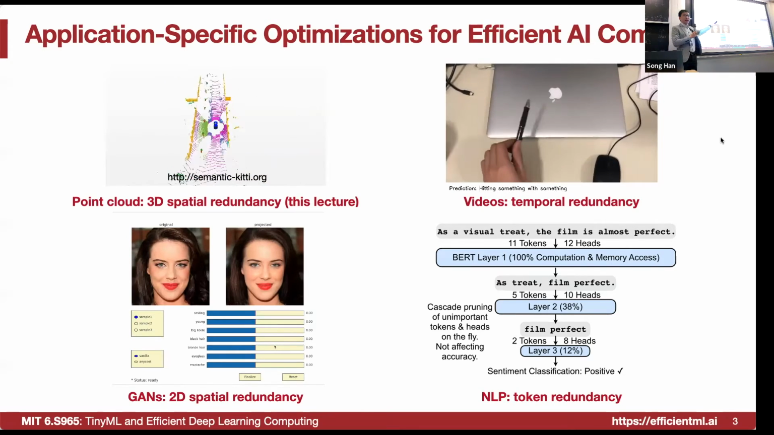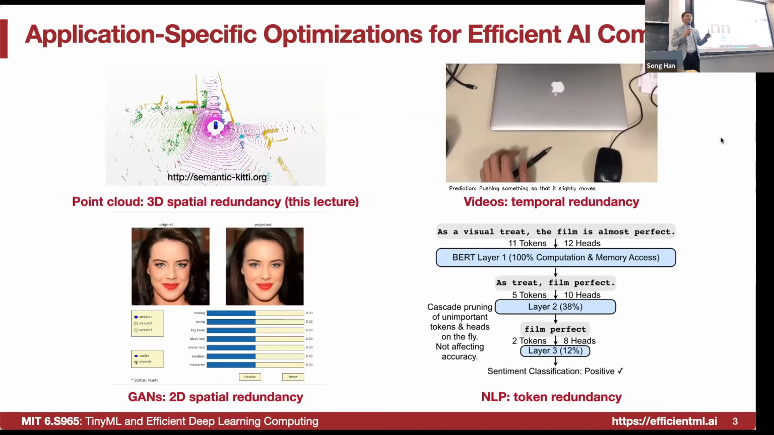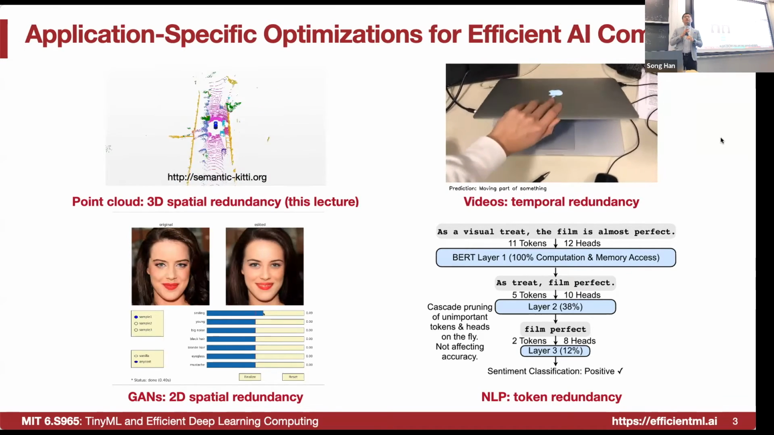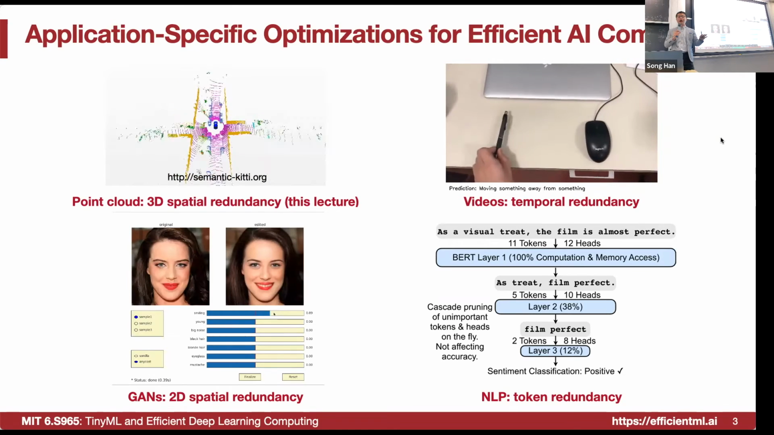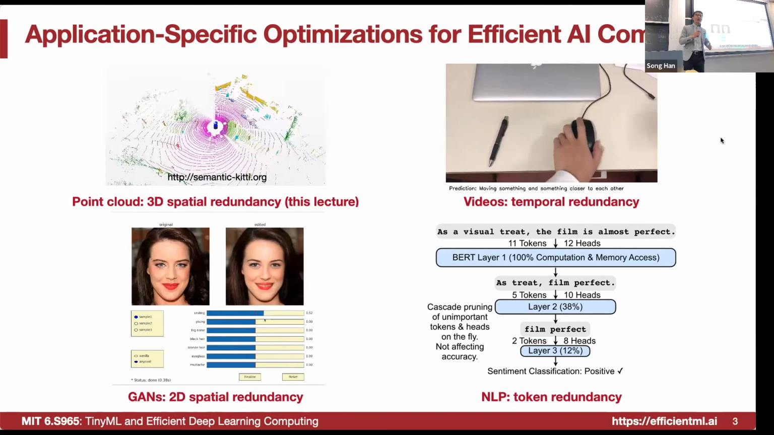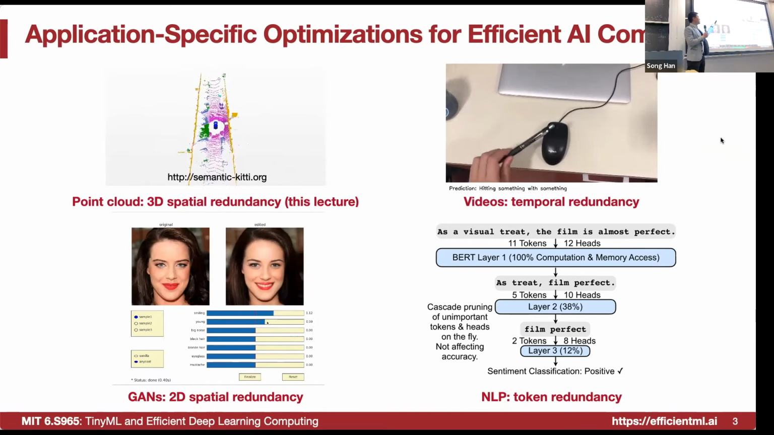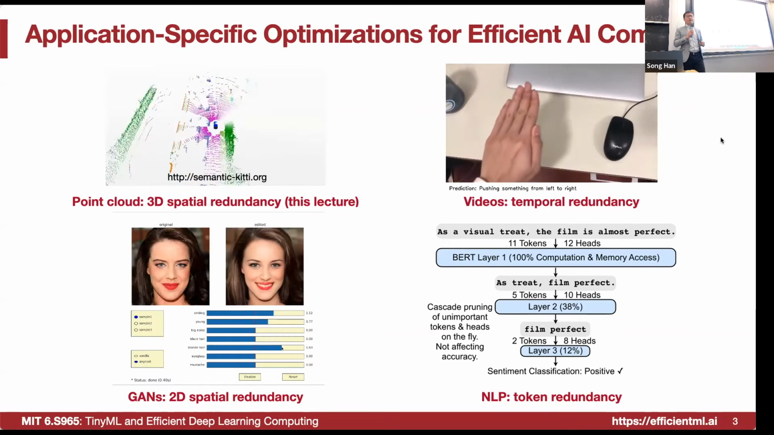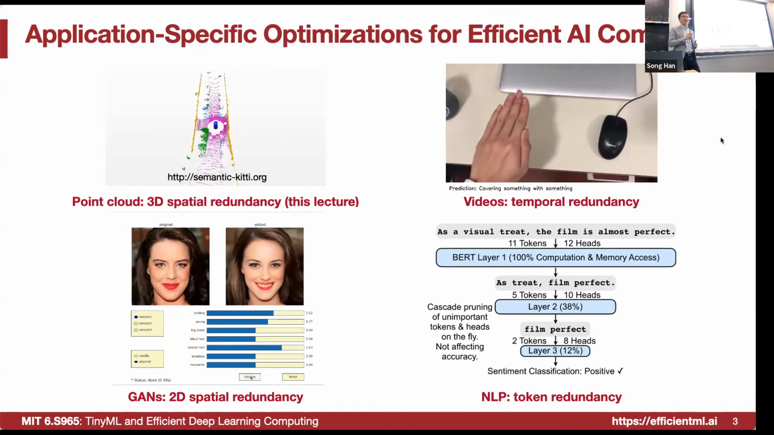Starting from point cloud, right? There's a lot of redundancy in the 3D dimension, right? So this is switching gear from 2D vision to 3D vision. Not all the space is occupied by objects. A lot of places it's completely empty. There's no object over there. So the point cloud would be 0 in many places. So lots of spatial redundancy.